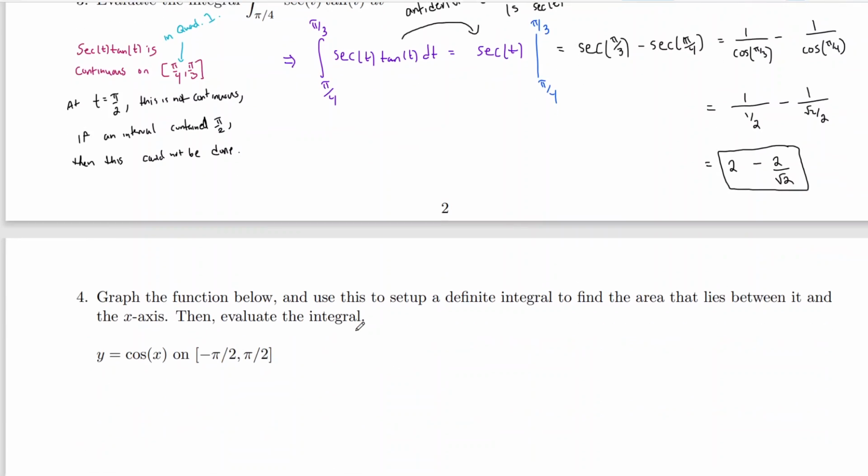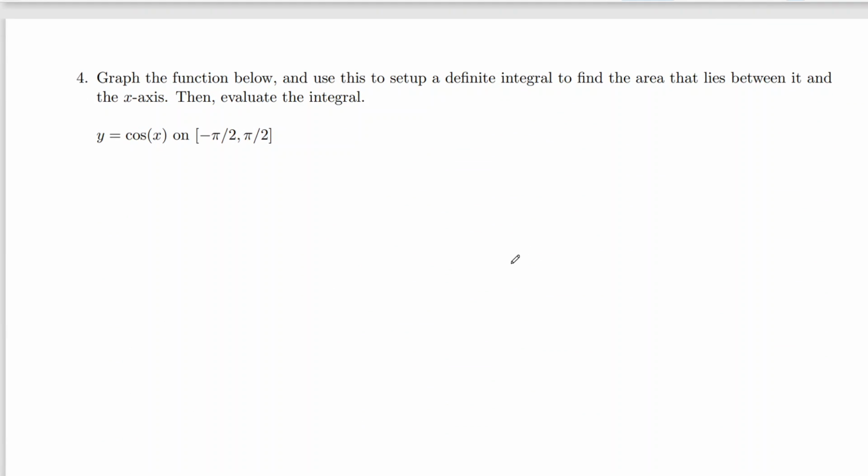Right. And now the last one here, this one is really more along the lines of just remembering that when you're doing a definite integral, you're finding something like an area. I just want to reiterate that point again. So it says graph the function below. You don't have to do this by hand. You can use it in the calculator just to visualize it.